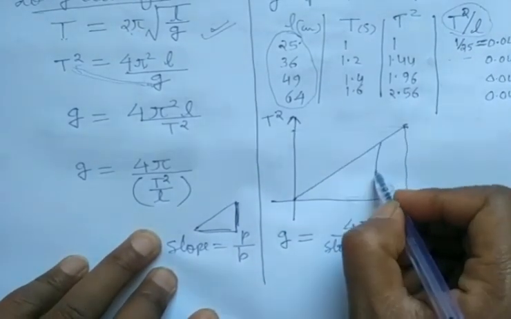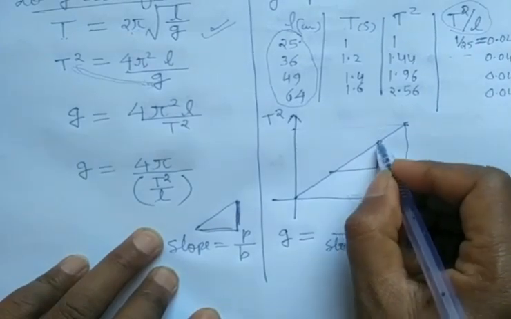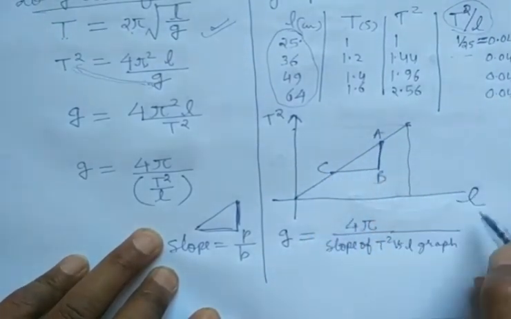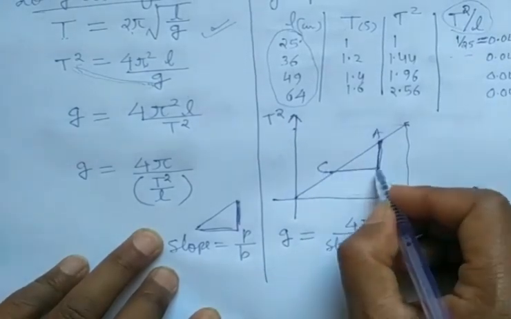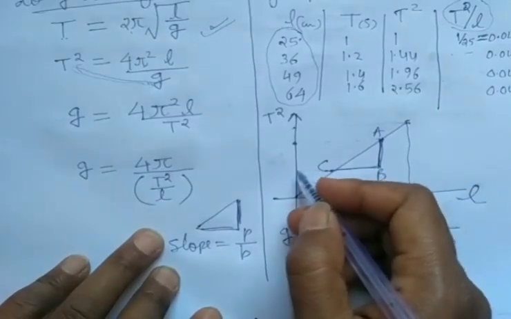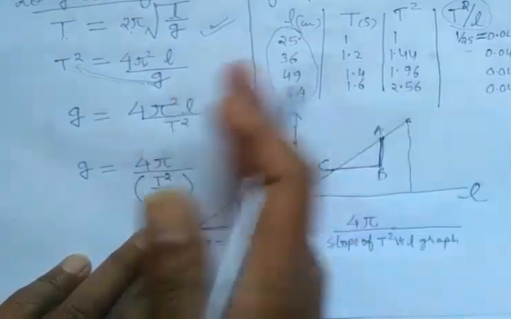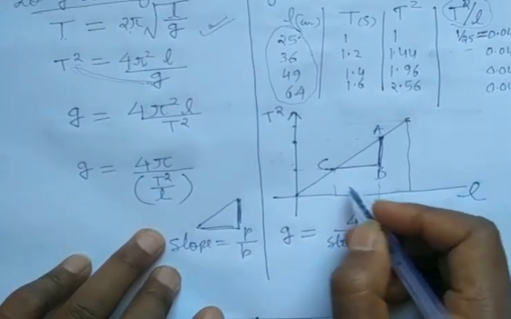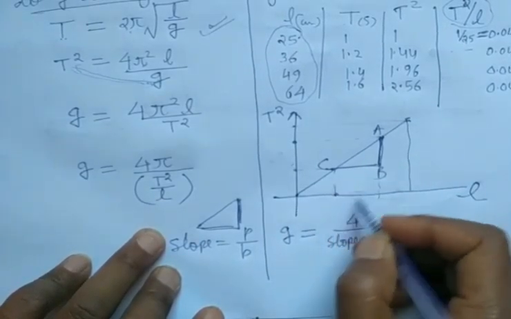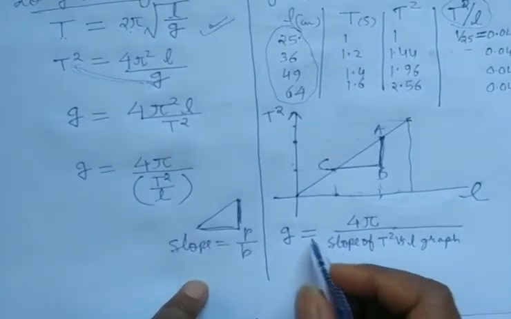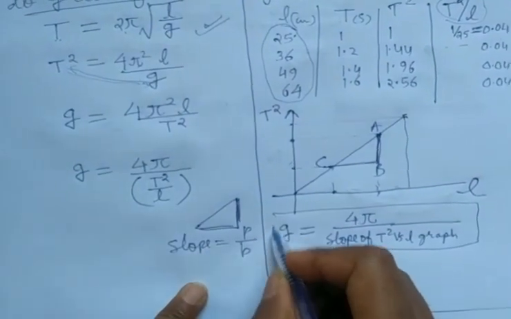So you can take a small part of it also. Let us suppose this is AB, so AB upon BC. What is A? Some T square. What is B? Again some T square on this y-axis. Here along L, what is C? Some length. What is B? Some length. So just remember these two formulae.